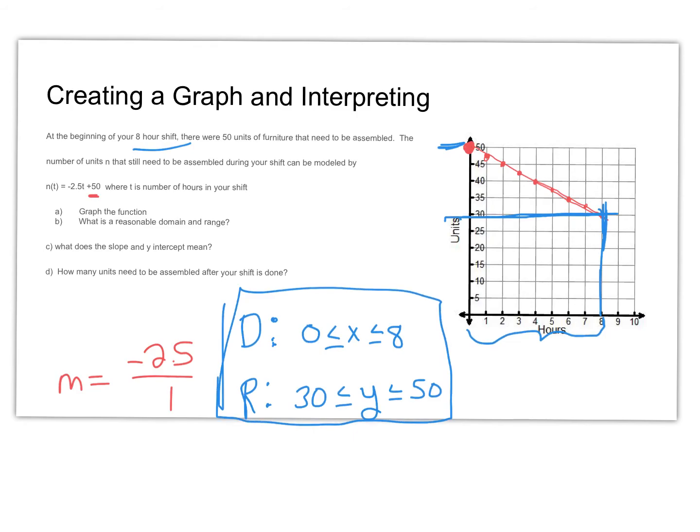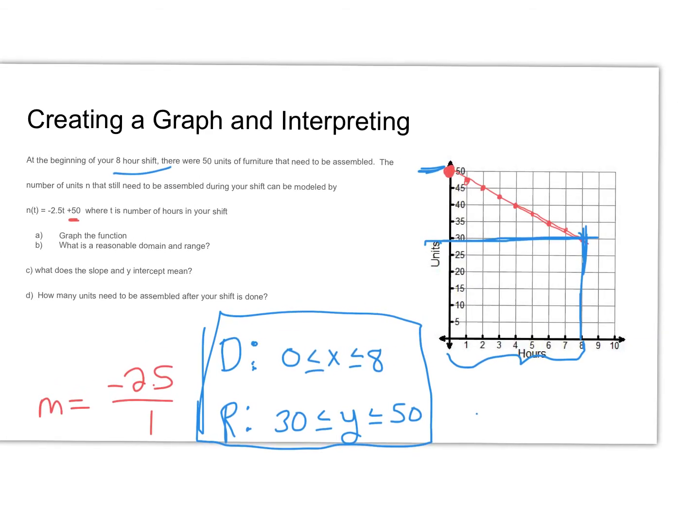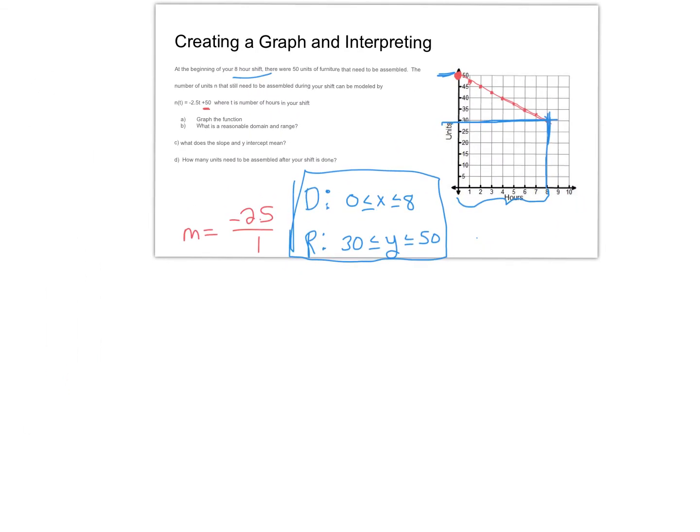Now, C, what does the slope mean and what does the y-intercept mean? Okay, so our equation they gave us, I'm going to scooch this up a little bit here. They gave us the equation y equals, or we'll use y or n of t, negative 2.5t, I'm going to put this over 1, I'll explain why in a minute, plus 50. Now, the y-intercept is going to be the easiest one to start with, because according to our word problem, this was our units of furniture.